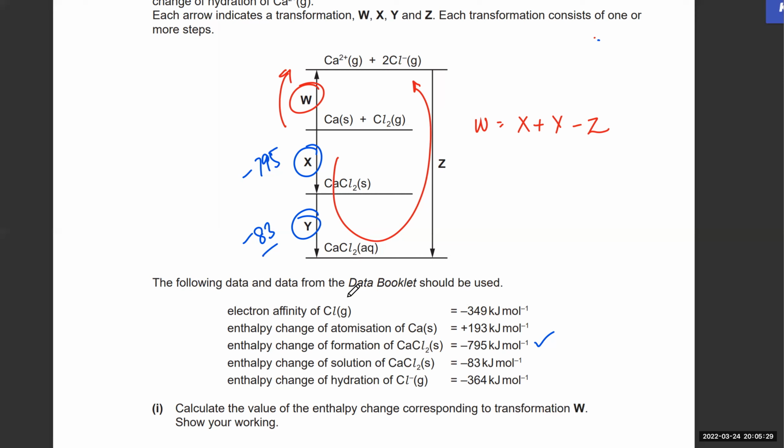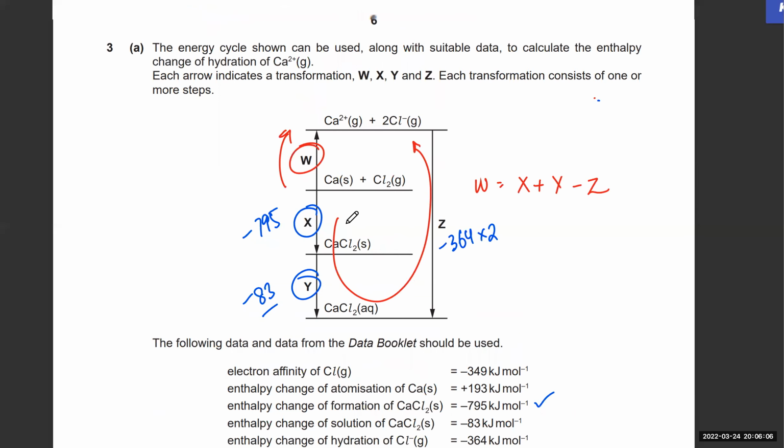So the hydration of the ions, calcium ions, hydration is, they gave us the hydration of Cl ions. That's minus 364. So this one is minus 364 times 2. Okay, so they gave us the hydration of Cl ions, and times 2 because this is for 1 mole. What do you do for calcium then? That's not given. Calcium ions turning into aqueous. He's saying the energy cycle shown can be used to calculate the enthalpy change of hydration of calcium ions.